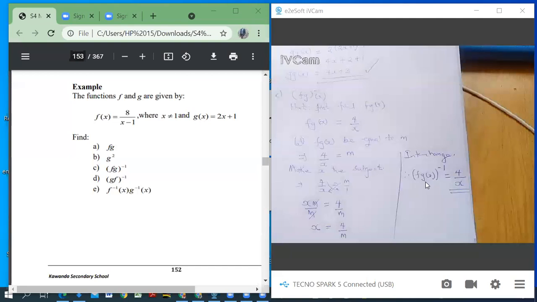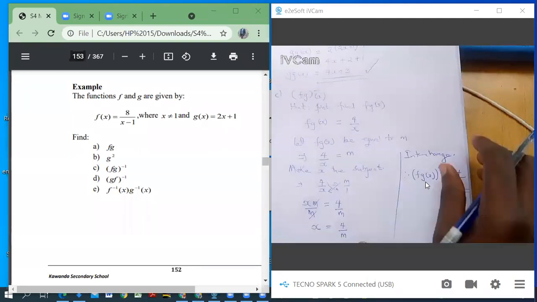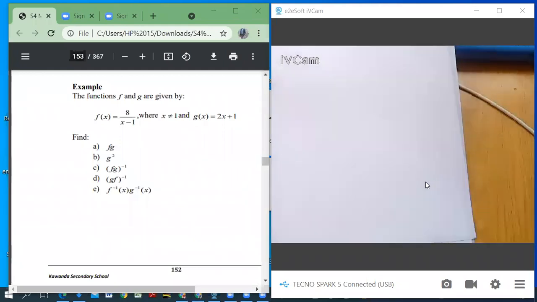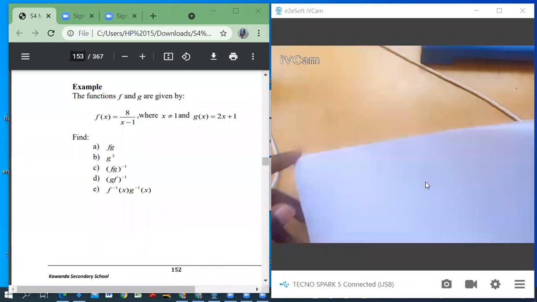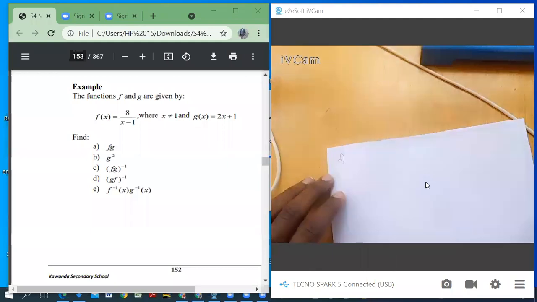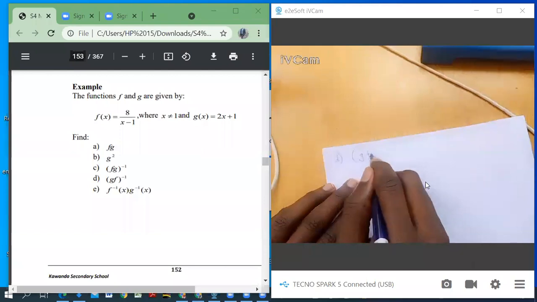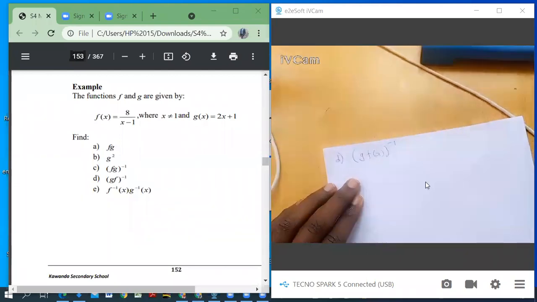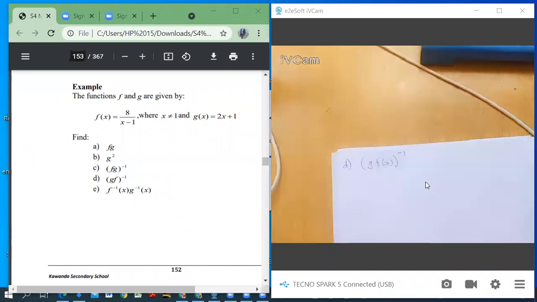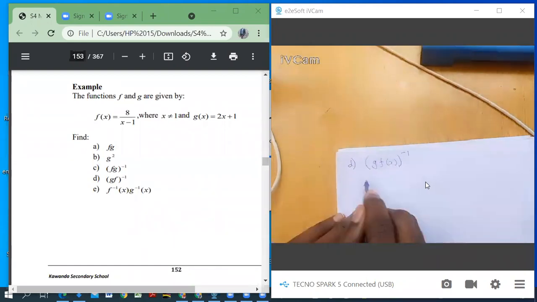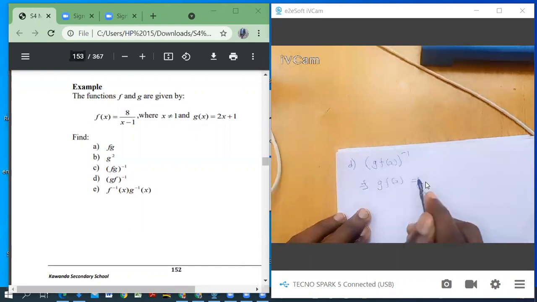Are you through with that? Let's move to the next example. The next one is D. In D, they want us to find the inverse of gf of x. Like I've said in the previous example, what do we do first? The first step is to find gf of x, which we have already got.